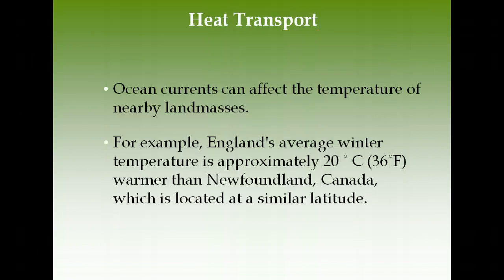Ocean currents can affect the temperature of nearby land masses, and this is completely true of California as well. There are some locations in California that have the same latitude as Washington, Boston, Baltimore, New York area. Same latitudes, but we know that California is a lot more sunny and warmer than the East Coast, and it's because that climate is moderated by that cold current. Same thing on this slide as in England. England is approximately the same latitude as Canada, but it's 20 degrees warmer.